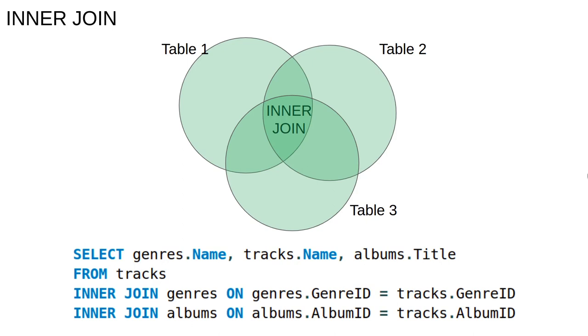We can join three tables by chaining the inner join keyword. The query select genres.name, tracks.name, albums.title from tracks, where we inner join the genres table on genre ID and the albums table on album ID, associates tracks with both their genre and their album.